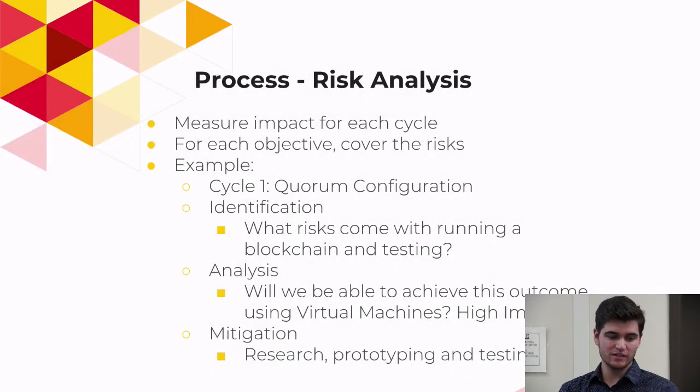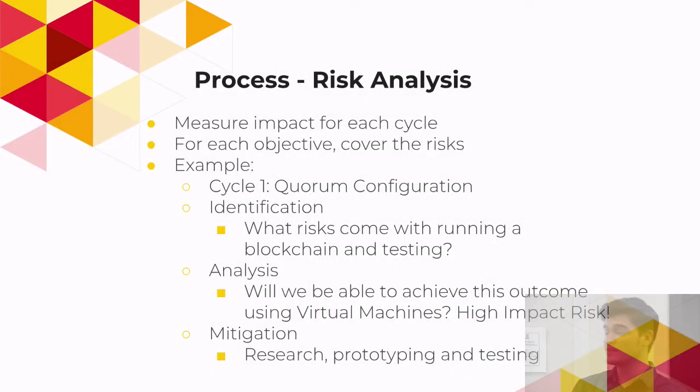Moving forward, this is a little bit about that risk step more in depth. Below there's an example in cycle 1. As I mentioned, we had to set up Quorum and get that running on the VM. So one of those big questions is how can we get that running on the blockchain and how can we test it?